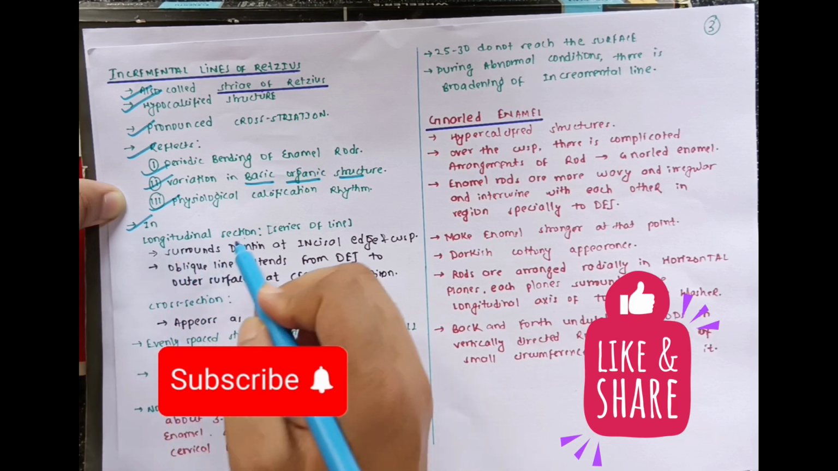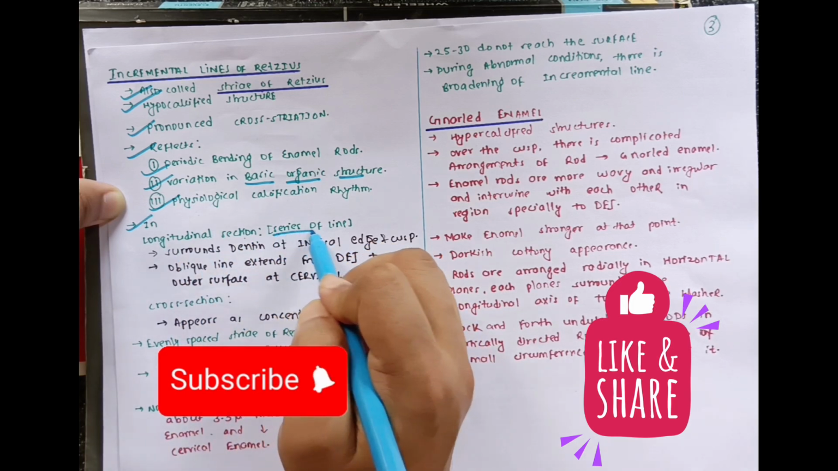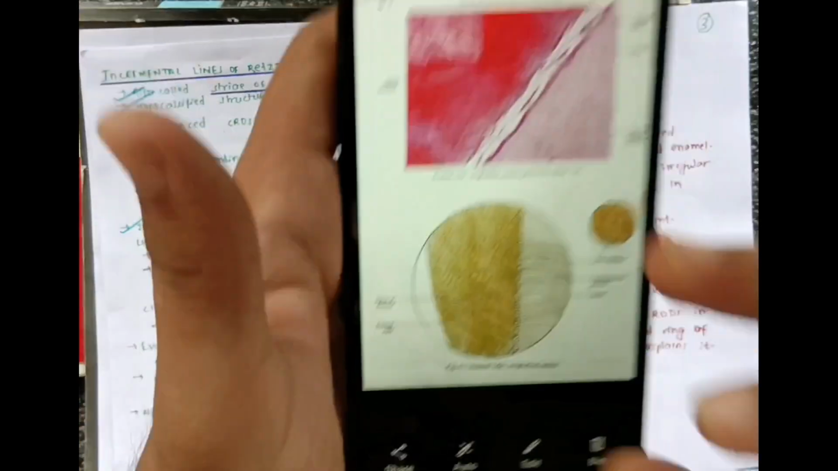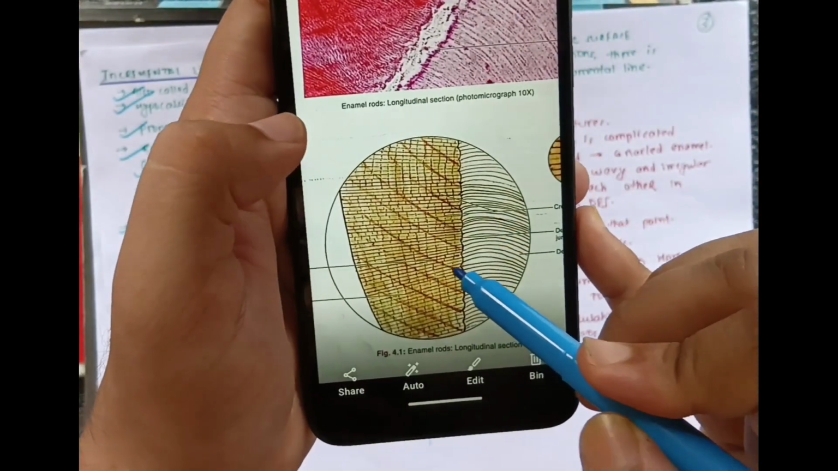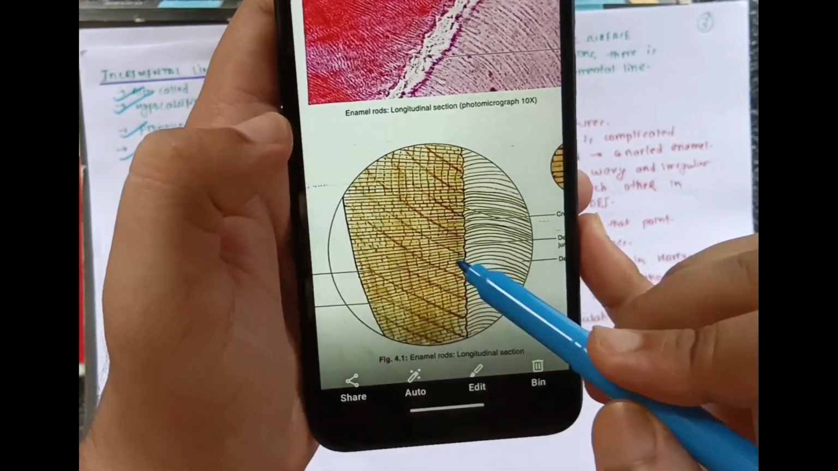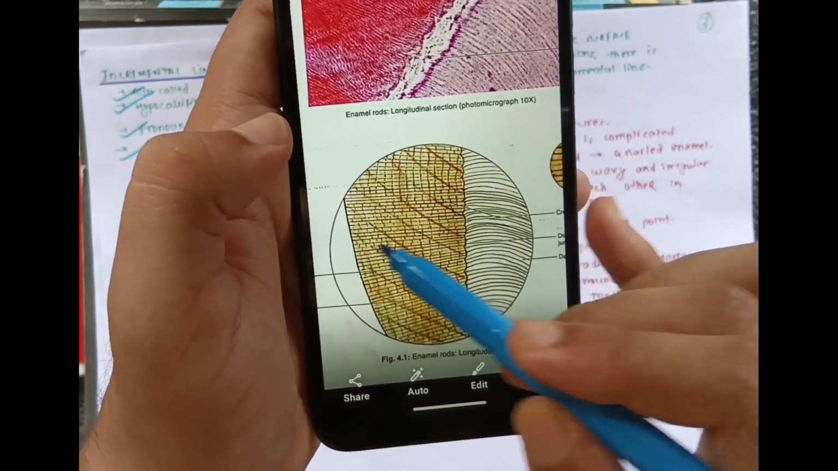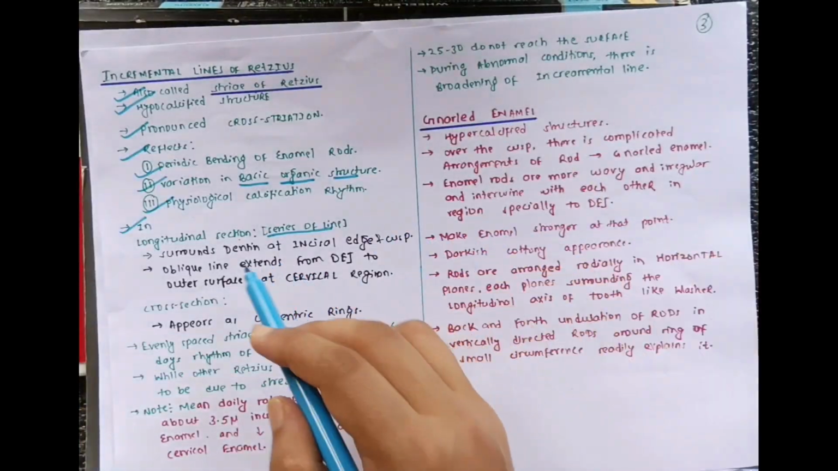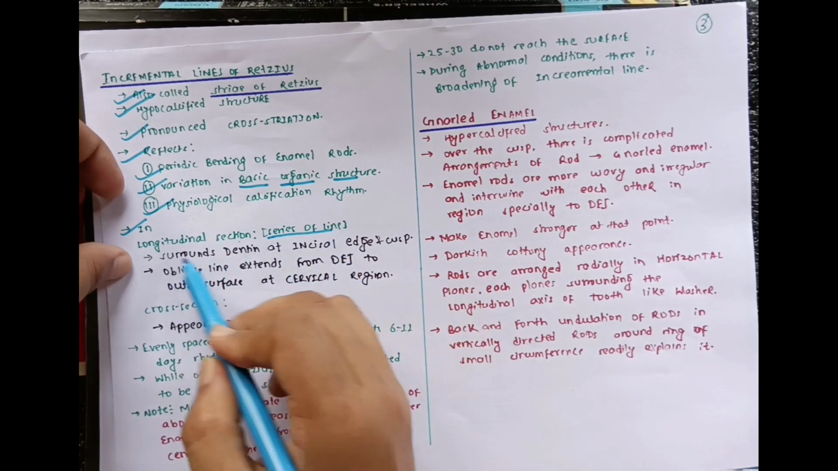Now, another point, as I have written: in the longitudinal section and the cross section, or transverse section. In longitudinal section we see a series of lines, as I have shown in the figure. I will show you the picture once again. In this figure, they run like lines from the dentine enamel junction towards the enamel surface throughout the thickness of the enamel. So they run like a series of lines in the longitudinal section.